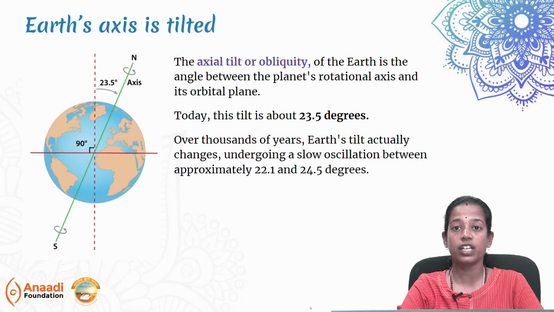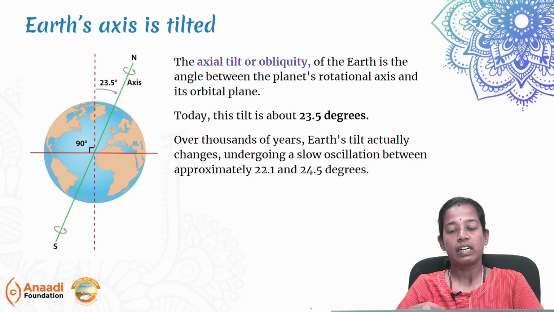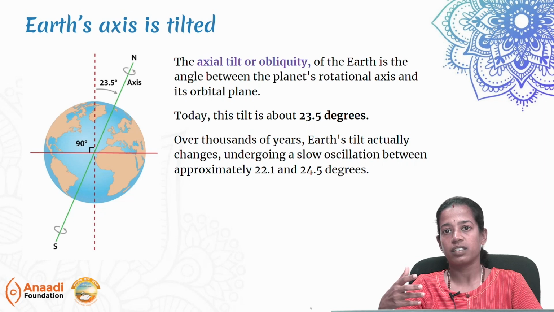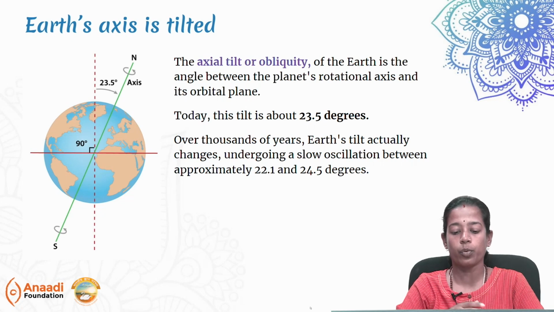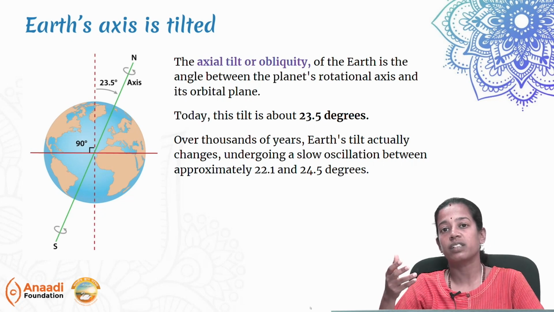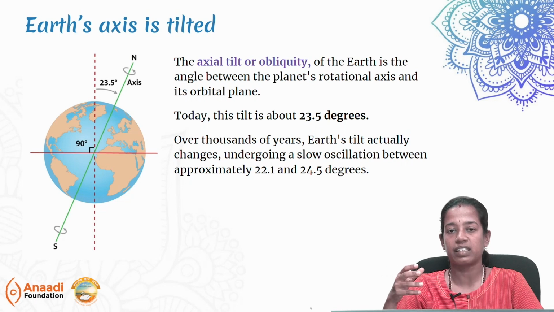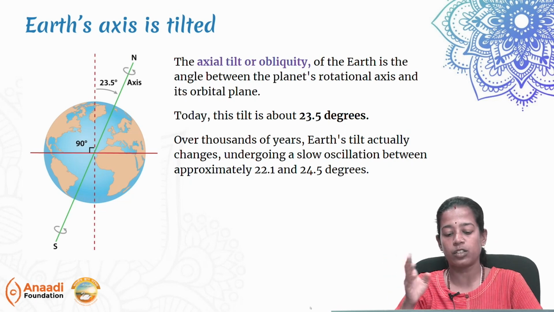This too can change over thousands of years. Earth's tilt has been changing over time. It has been varying approximately from 22.1 to 24.5 degrees. Over 41,000 years or so, it is said that the tilt varies between these 2 points.